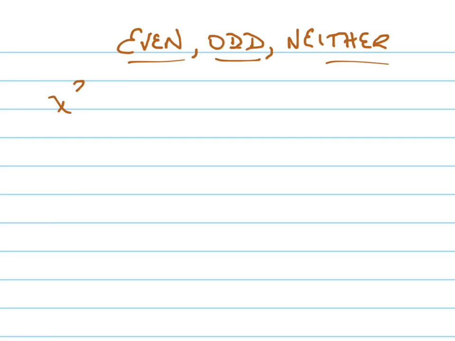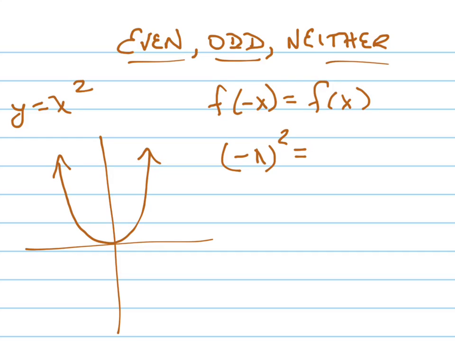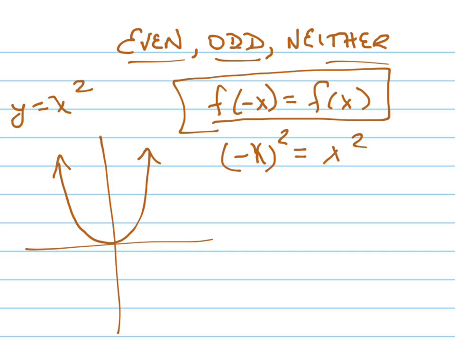We know a very obvious even function is y equals x squared. Let's take a look at y equals x squared. What characteristics does it have? The first characteristic is that f of negative x equals f of x, which means if I plug negative x into it, I get the same thing as f of x back out of it. That's one relationship that is true.